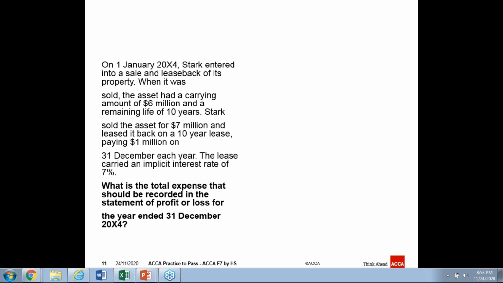Now, in this situation, you can say that the company has sold the asset and leased it back over a lease period of 10 years, which is equivalent to the useful life of the asset. So then you have to decide whether the transfer is a sale or not a sale. The right answer is that the transfer is not a sale, because Stark still controls most of the useful life of the asset. Now, what should be the accounting treatment for this? So we are going back.